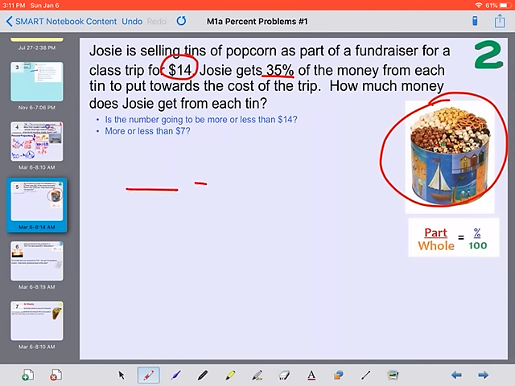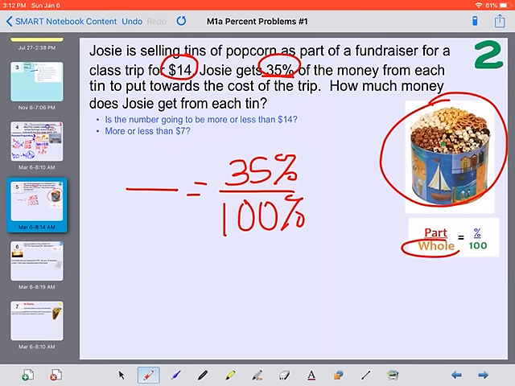So let's set up our proportion. We know we are getting 35% out of the whole thing, out of 100%. And what is the whole thing? Well, the whole thing, it costs $14 per tin. We want to know what is the 35% that we're getting to put towards our trip.